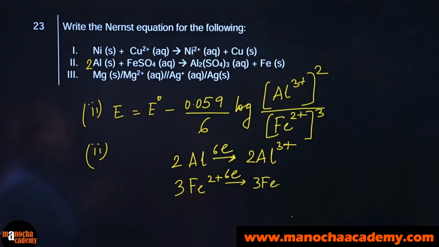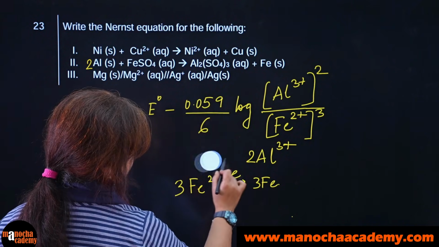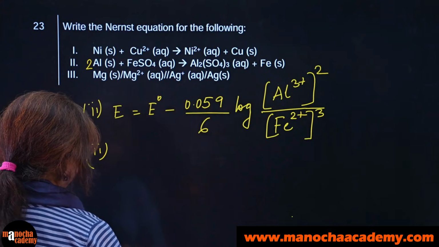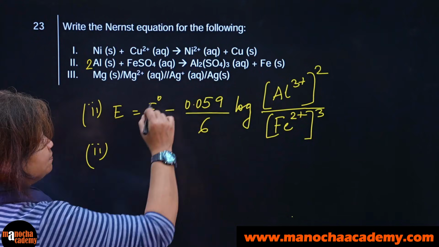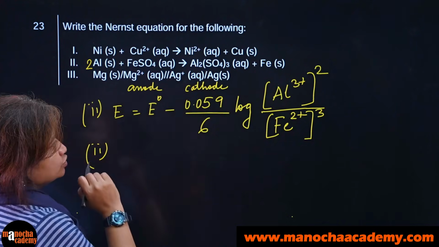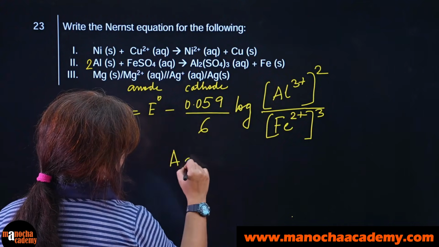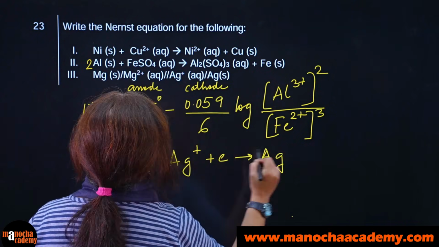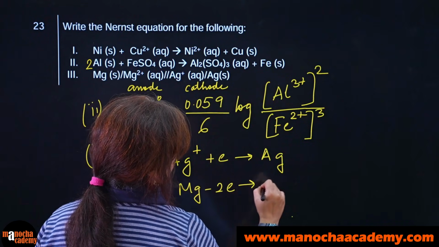Okay. The third one, they have not given a cell reaction. They have given the representation of a cell. Okay. Now, here the right side means this part is the cathode and left is the anode. So we know that cathode means reduction is taking place. So here Ag+ plus electron gives Ag and Mg minus 2 electrons gives Mg2+.